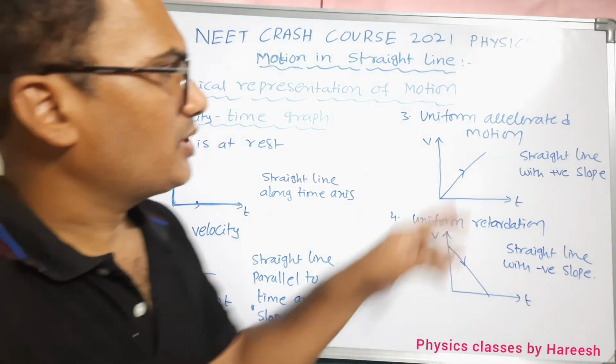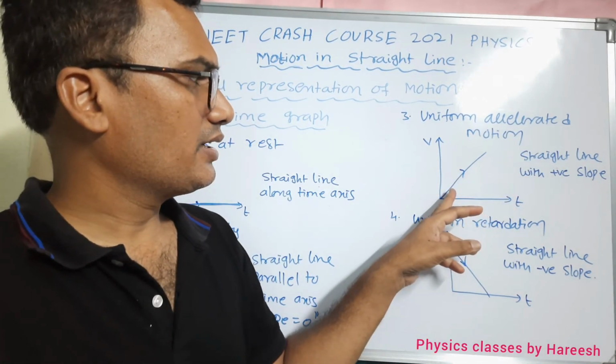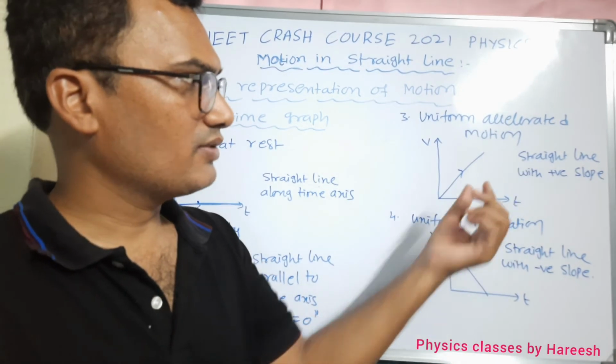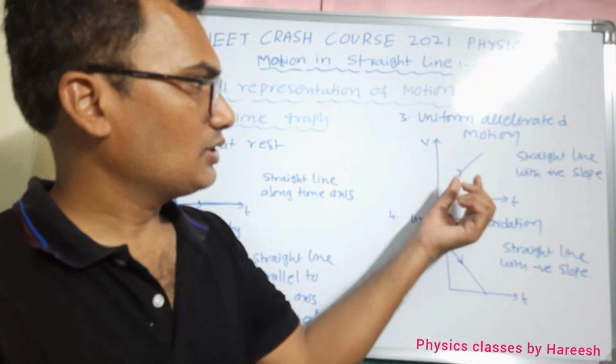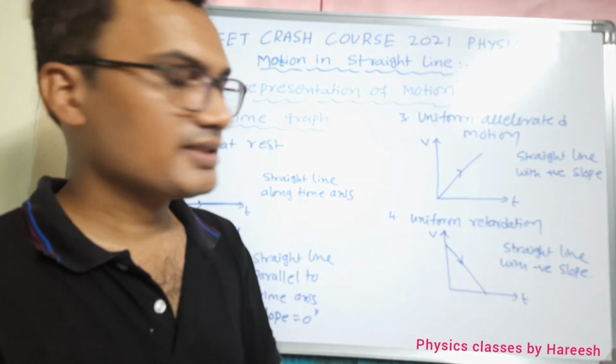And the next one is uniform accelerated motion. Uniform accelerated motion means here a straight line passing through the origin. The slope of this velocity time graph gives the acceleration. Uniform means it remains constant. Wherever you find the slope, it will remain constant.